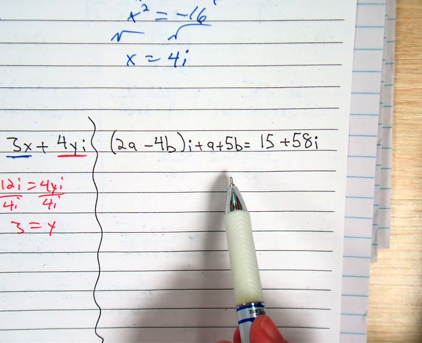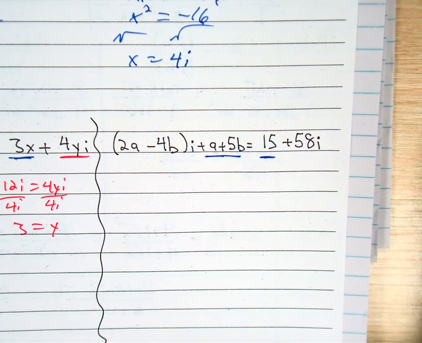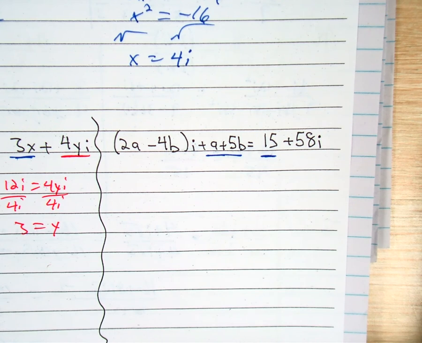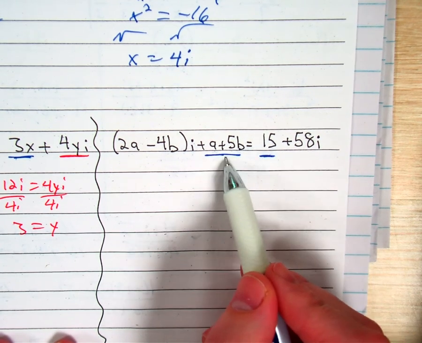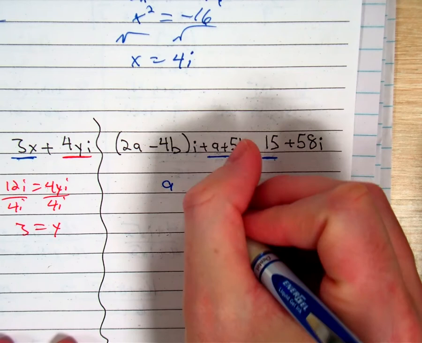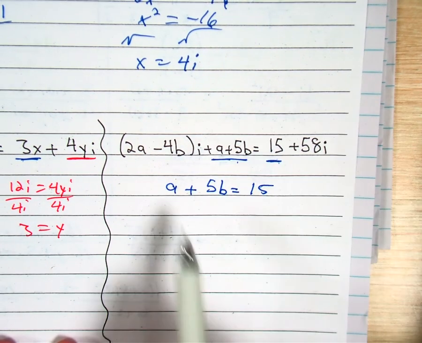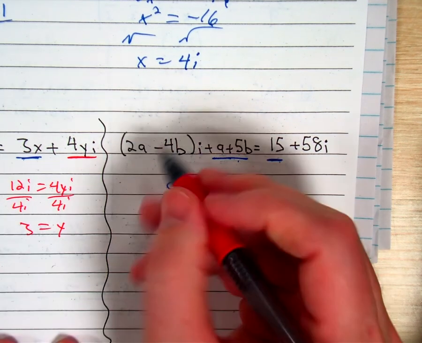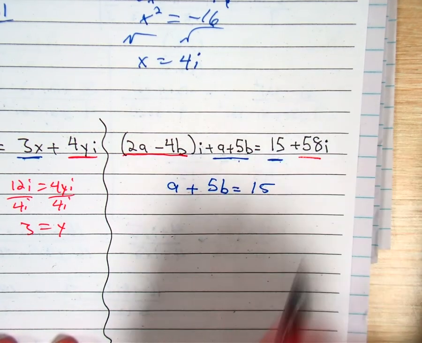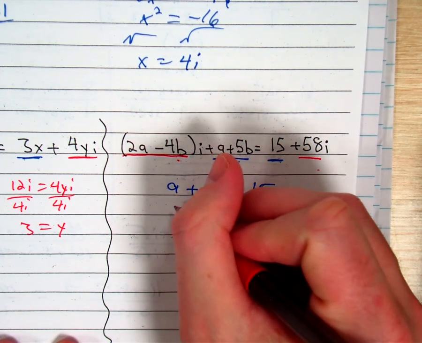Okay, well, real part with real part: a plus 5b equals 15. Or if you're having a tough time with real part to real part, think of it as which parts don't have i's, and let's put those two together. So this part and this part don't have i's, so a plus 5b has to equal 15. And then the i part, and this is why this one has parentheses around it, times i, so this whole part goes with this part. So 2a minus 4b equals 58.